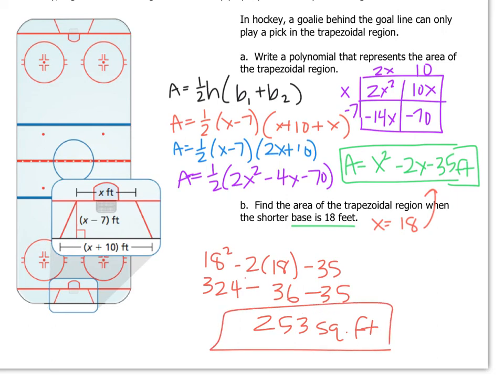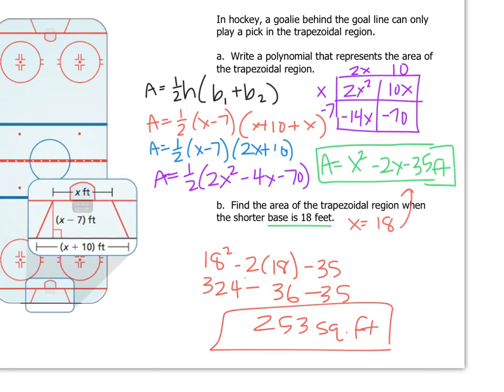Oh, actually, my label for part A was wrong. It should be square feet because it's area. Oh, shame on me. So let me just squeeze in: it's square feet for letter A.